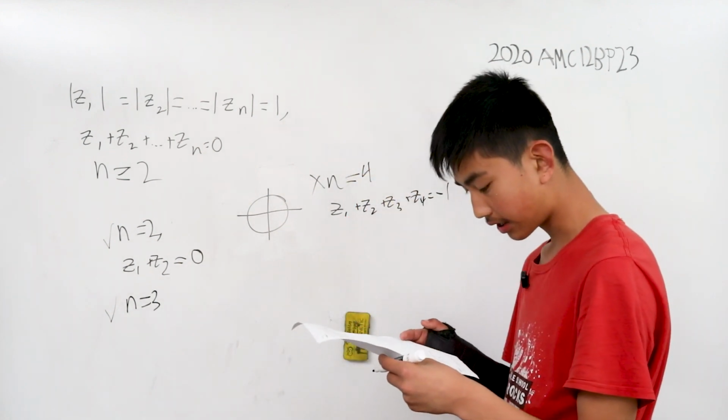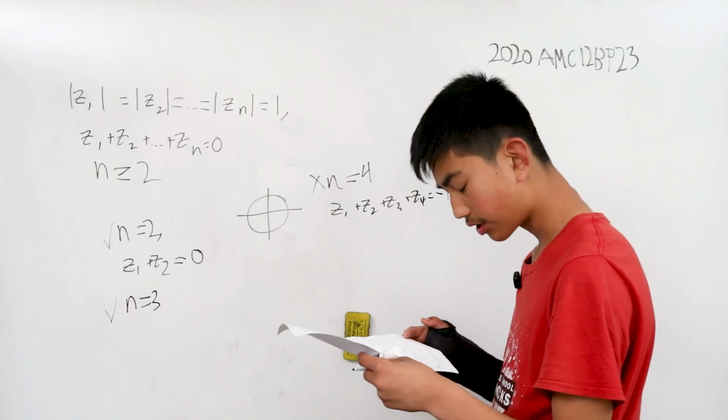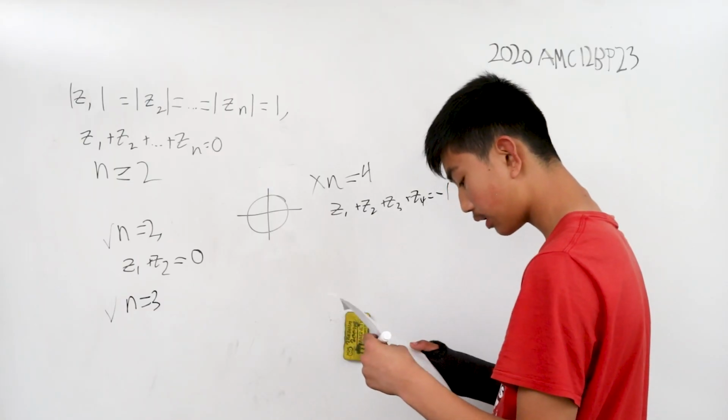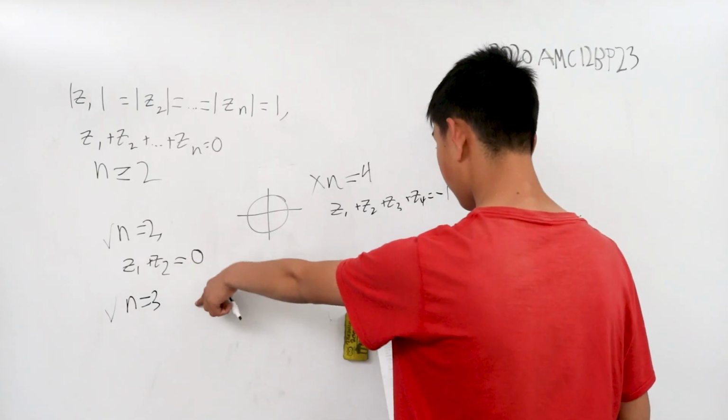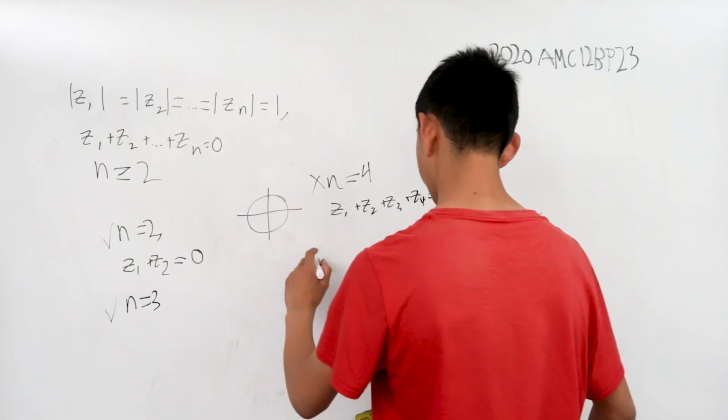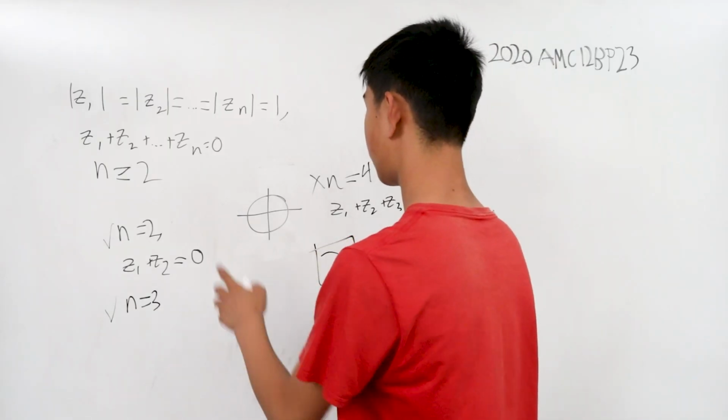Since the problem asks how many integers are there that are equally spaced like this, only n equals 2 and n equals 3 work, so the answer is 2 integers.